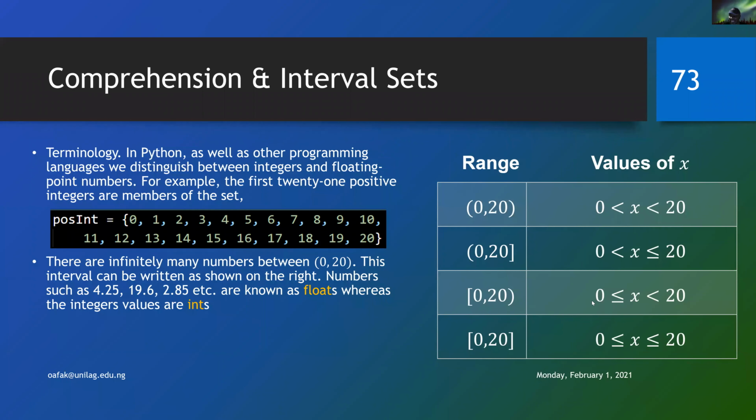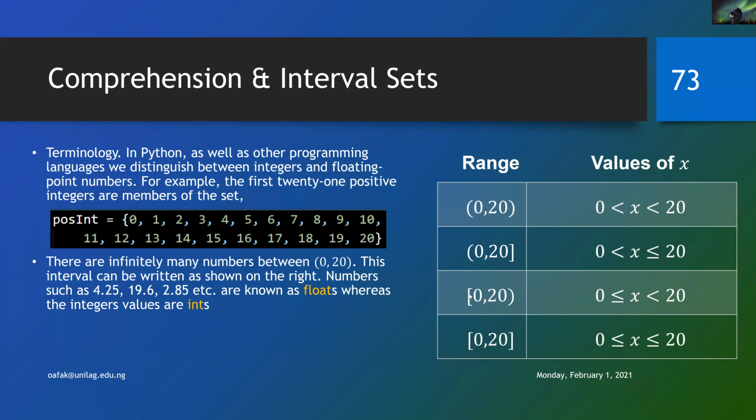In the third case, 0 and 20 delimit the interval, 0 is part of the interval, but 20 is not part of the interval. In the last case, 0 and 20 delimit the interval, and the interval contains both the 0 and the 20. So mathematically, we call this one a closed interval. We call this one an open interval.